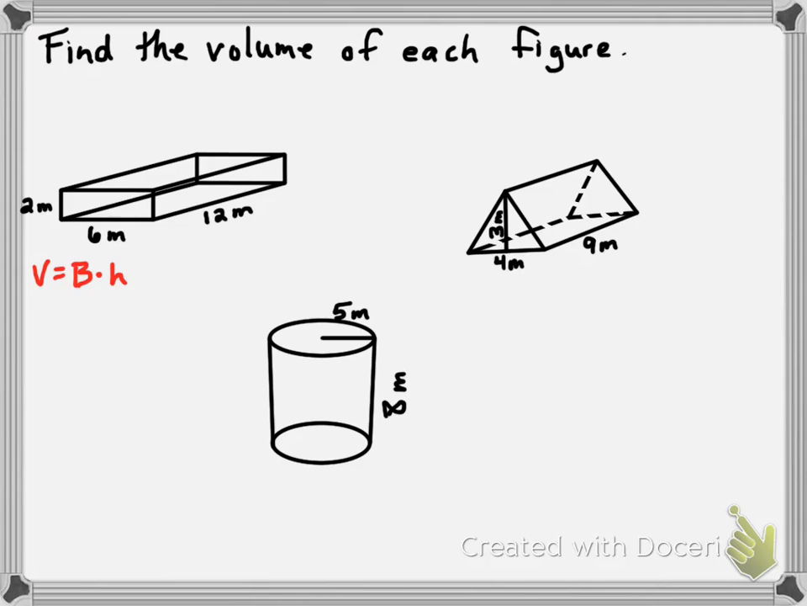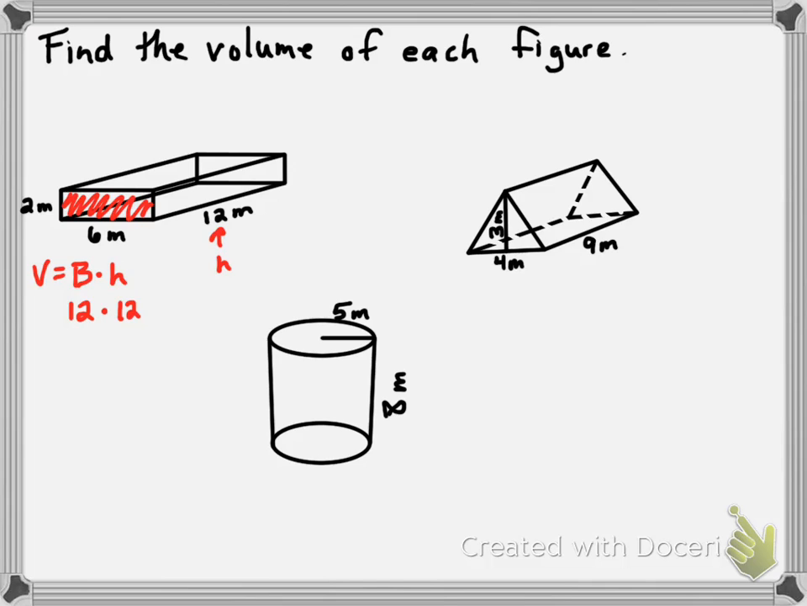Alright, so I have to pick a side for the base because in a rectangular prism any of the sides could be the base. So I choose this side, this front piece right here. So that's 2 by 6. Well, a 2 by 6 rectangle is 12. So then that makes my height perpendicular. So that's the 12 meters.